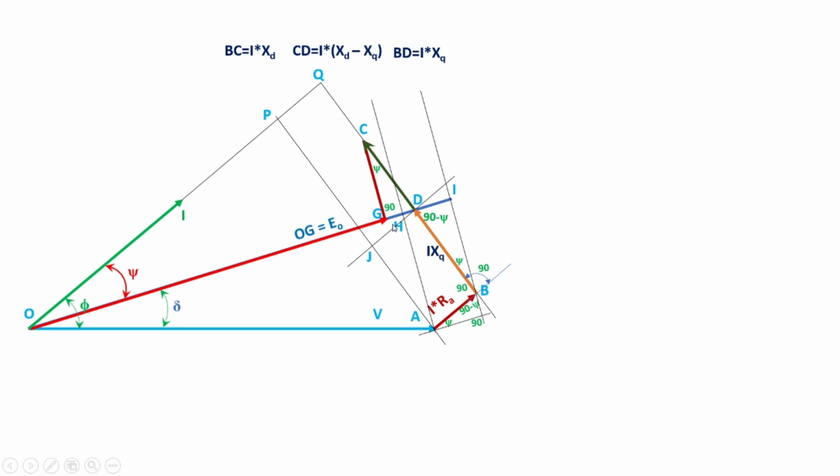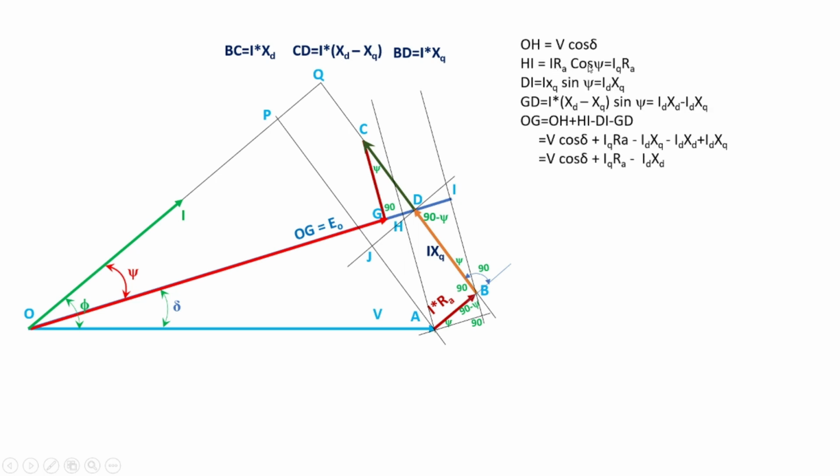So, next we need to find out GI. GI is equal to GD plus DI. In order to find out DI, let's consider this right angle triangle with I into XSQ as hypotenuse and this angle is psi. Therefore, DI is equal to I XSQ sin psi. In order to find out GD, let's consider this right angle triangle CGD. Here hypotenuse is CD, that is I into XD minus XSQ, and this angle is psi. Therefore, GD is equal to CD sin psi, that is I into XD minus XSQ sin psi.